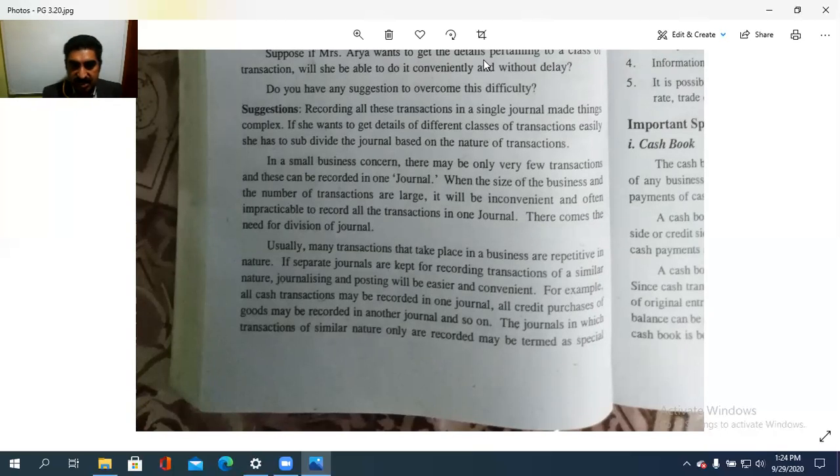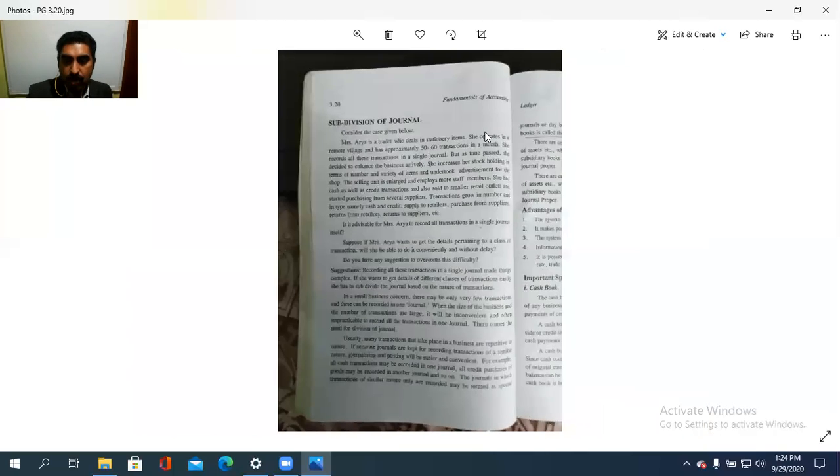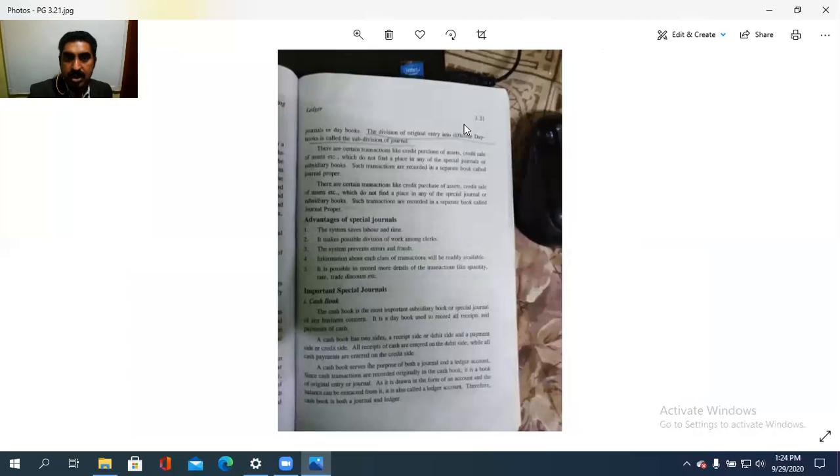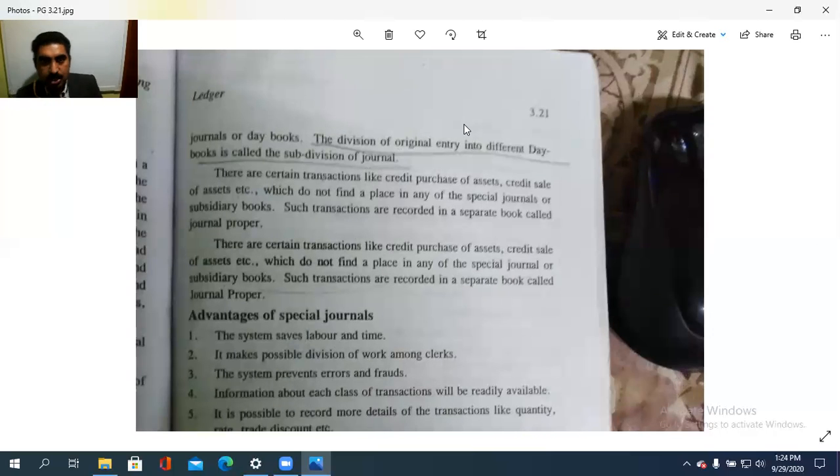A journal in which transactions of a similar nature only are recorded may be termed as a special journal or the day book itself. The division of original entry into different day books is called subdivision of journal.